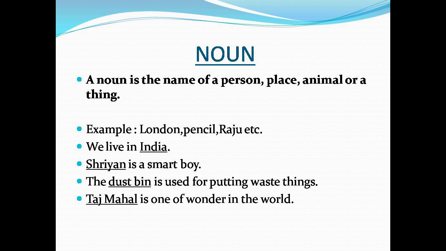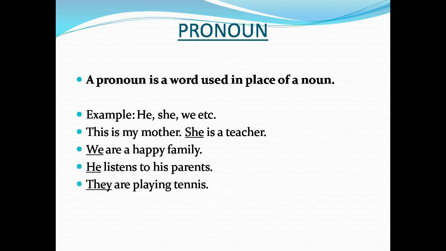The next part of speech is pronoun. A pronoun is a word used in place of a noun. Example: he, she, we, etc. When you use these in a sentence, instead of a name you use he, she, we, they, it, etc. This is my mother. She is a teacher. We have not specified any name. Instead of the name, we have written she is a teacher.